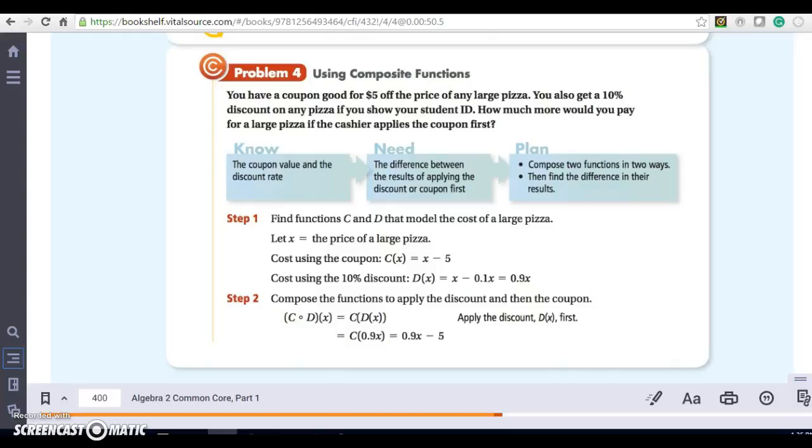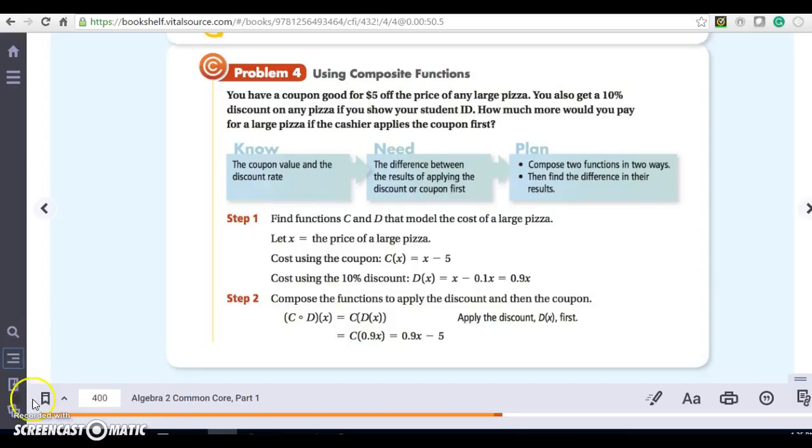Okay, let's take a look at problem 4, using composite functions. You have a coupon good for $5 off the price of any large pizza. You also get a 10% discount on any pizza if you show your student ID. How much more would you pay for a large pizza if the cashier applied the coupon first?